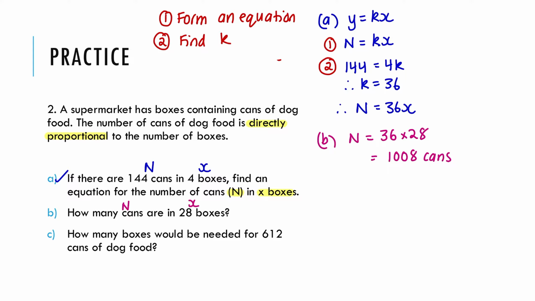The next part here, so that's B done. C says how many boxes, which is my X, would be needed for 612 cans of dog food. So here I have 612 is equal to 36x. So X will be equal to 612 divided by 36, which will be 17 boxes. And notice that I always finish with the units of measure as well to show the marker that I've answered the question.